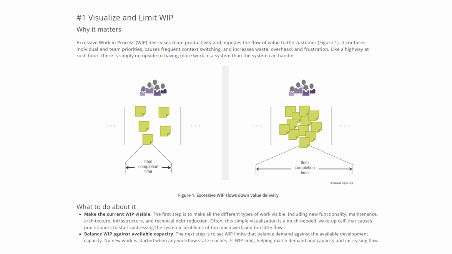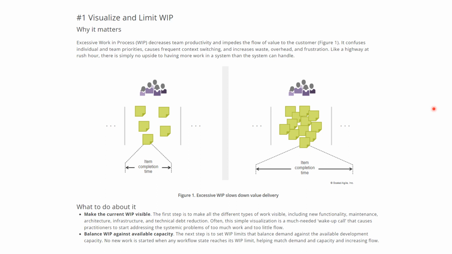The first one is visualize and limit WIP. Why does it matter? Excessive work in progress decreases team productivity and impedes the flow of value to the customer, as you see in this picture, right? The more work in progress items, you will see that item completion time is getting elongated. Having excessive WIP also confuses individual and team priorities, causes frequent context switching, and increases waste, overhead, and frustrations, right? Like a highway at rush hour, there is simply no upside to having more work in the system than the system can handle.